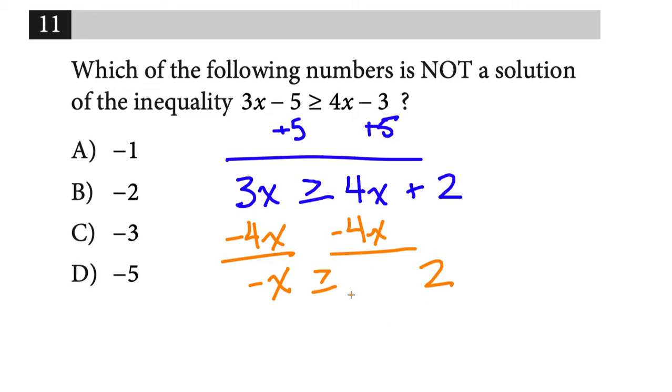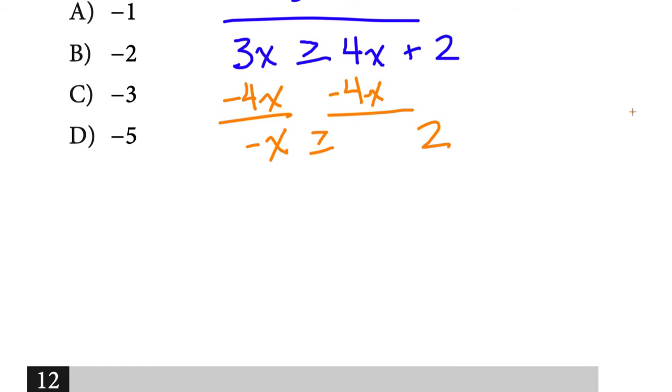All right, and then to solve for x, I finally need to do what to both sides? Jose? By negative 1. And I get x is negative 2 is greater than or equal to negative 2, or less than or equal to.